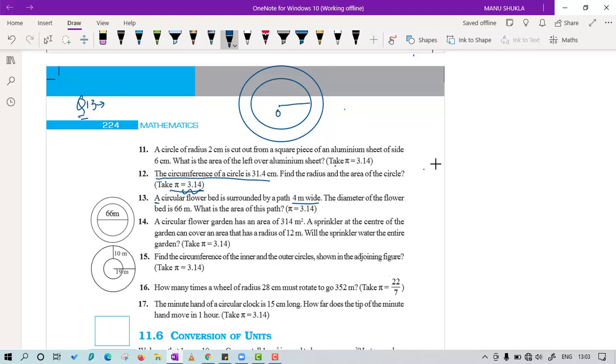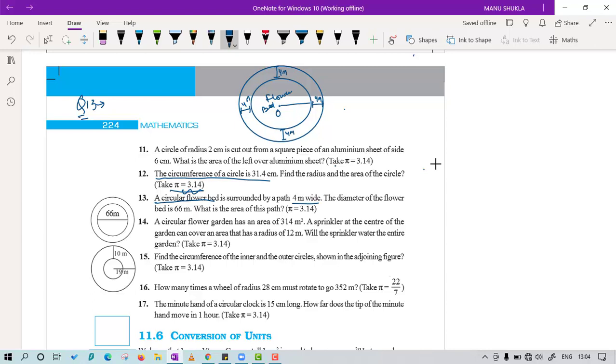Let us read this thing. A circular flower bed. So this is the flower bed. This flower bed is surrounded by a path 4 meter wide. So they have given us this width of the path. This is 4 meter, this is 4 meter, and this is also 4 meter. Here also it is 4 meter. Everywhere it is uniform. Okay.